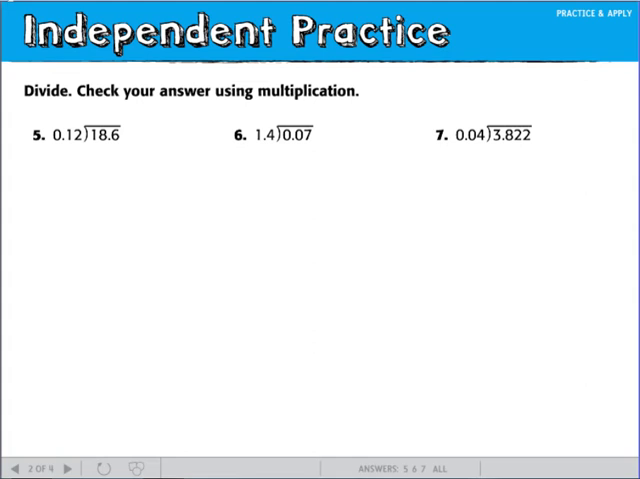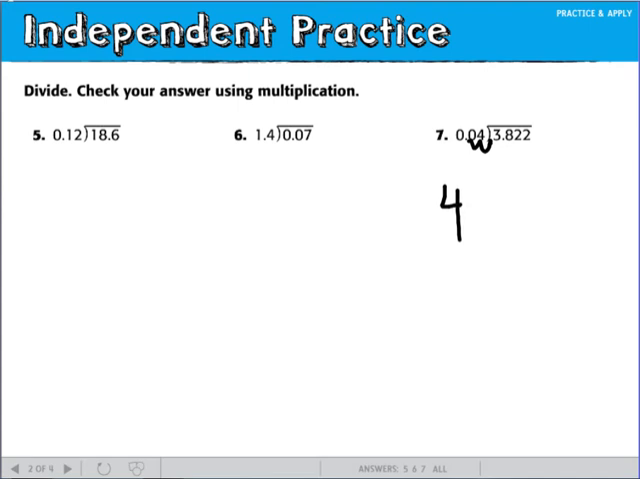So, my divisor has to be a whole number. Is that correct? So, Isaiah, how many times do I have to move my decimal to have a whole number in my divisor? It's on your paper. Number 7. How many times does the decimal need to move to have a whole number? Twice. Because it has to go from here to here. Right? So that's 1, 2.